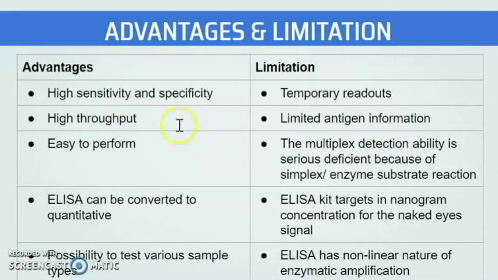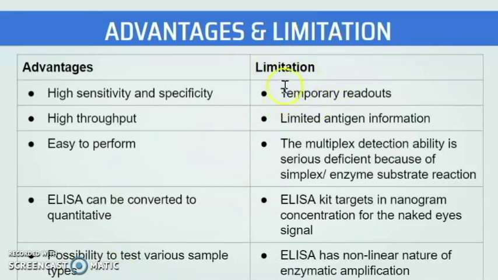Then we move on to the fourth advantage of ELISA, which is that ELISA can be converted into a quantitative assay to measure the response, which can determine the concentration of antigen in the sample. Then the fifth one is the possibility to test various sample types such as serum, plasma, cellular, tissue extract, urine, saliva, etc. Then we move on to the limitations.